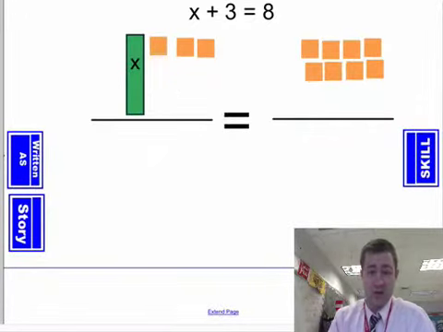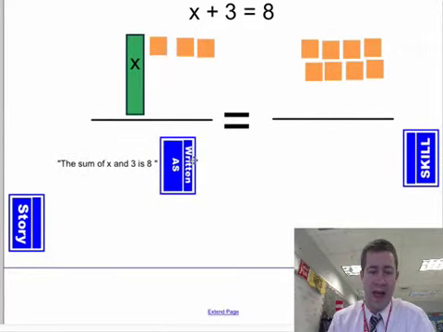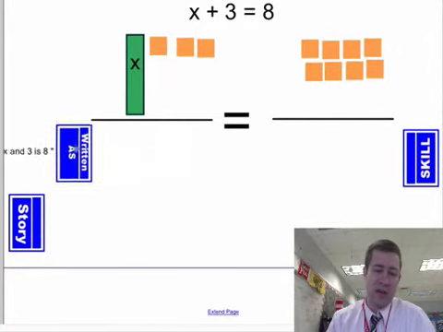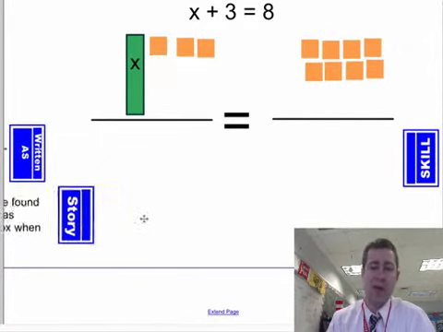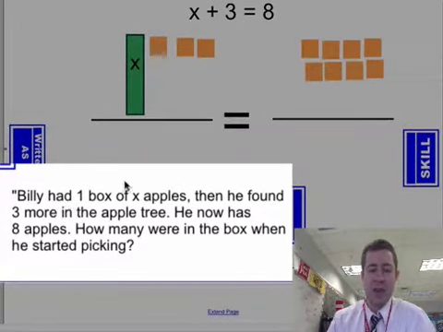We talked about inverse operations. So what we're doing is we're adding 3 to x to get 8. What this could look like is something like this: the sum of x and 3 is 8. That's usually how it can be written. But a story problem could look like this. Billy had 1 box of x apples. We see that with x. Then he found 3 more in the apple tree. He now has 8 apples.